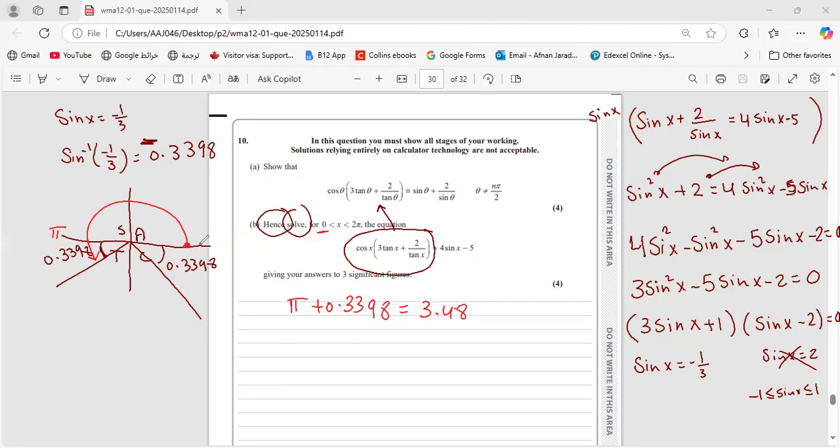And the other one, take it in green, from 0 to the other line like this, which is 2 pi minus this answer. So 2 pi minus 0.3398, which equals 5.9433, to 3, sorry, significant figures equals 5.94. So these are the only answers because it's one turn, and sine is negative in the third and fourth quadrants.